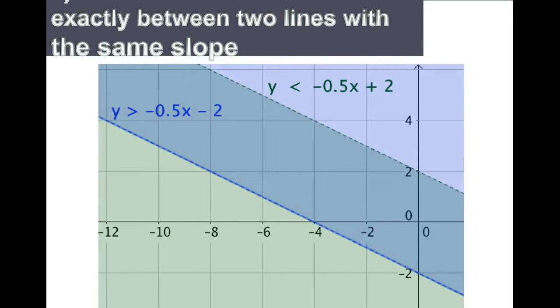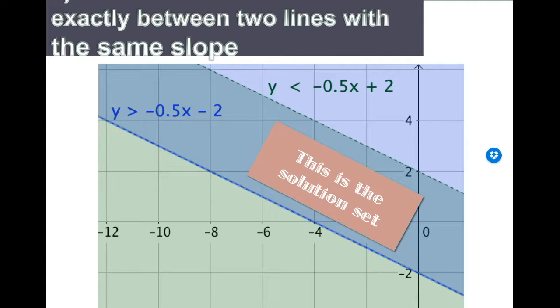Finally, your last exception, when the solution is located exactly between two lines with the same slope. So this is the opposite of the empty set. We have the same slope, but instead, this would have been the empty set in the first exception, and here it is actually the solution set. So because this is the solution set, we just leave these as is, and the ordered points are just along these two parallel lines.